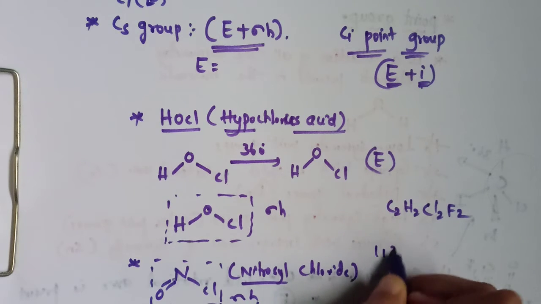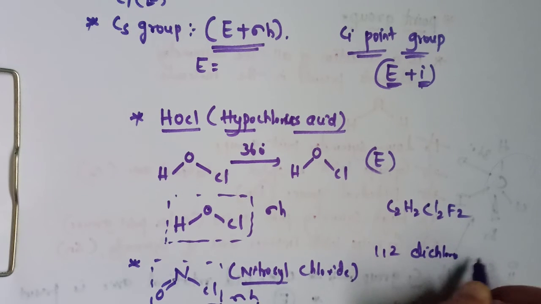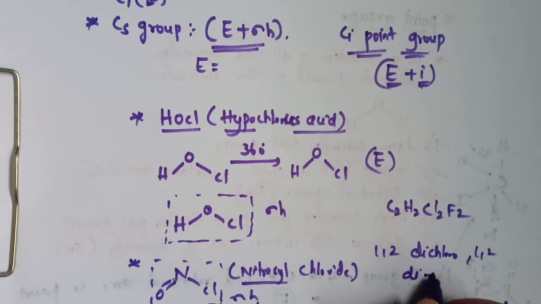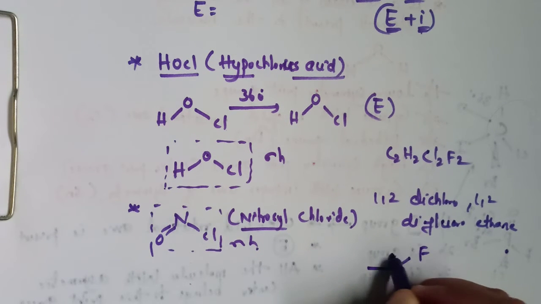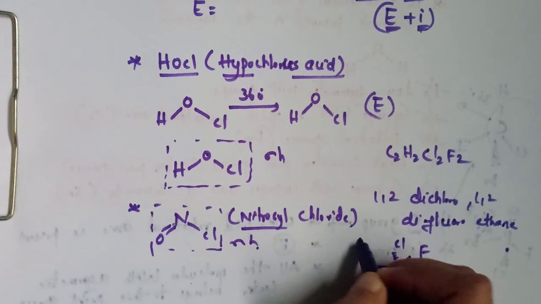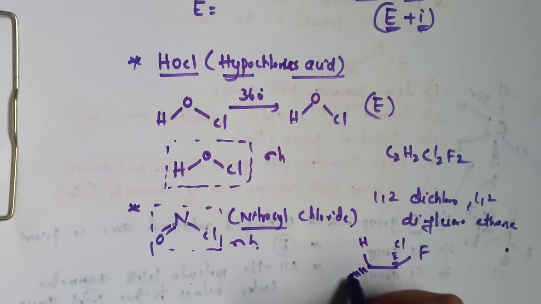that is C2H2Cl2F2, that is 1,2-dichloro-1,2-difluoroethane. I will draw the structure here. It is Cl, H, F, Cl, H. So this is the 1,2-dichloro-1,2-difluoroethane.